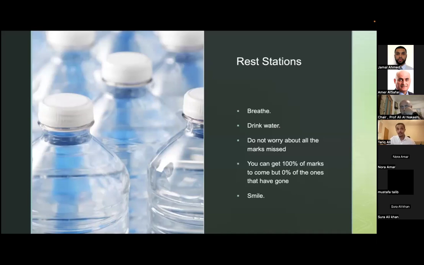So you do have rest stations, and these are a very good opportunity for you to clear your mind, breathe, drink water. If you need to use the bathroom, do it at the beginning of the 5 minutes, not when you've got 1 minute left on the rest station. Don't worry about the stations you have gone through already. I'm a very, very pessimistic person when it comes to exams. I walk out of everything thinking I've failed them.